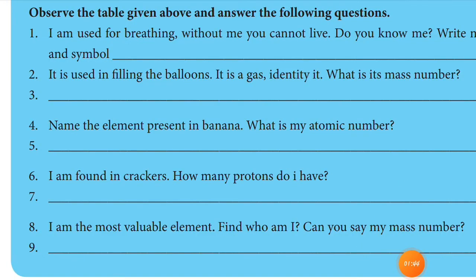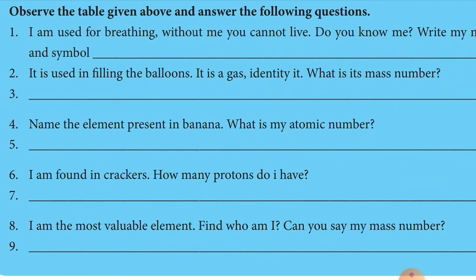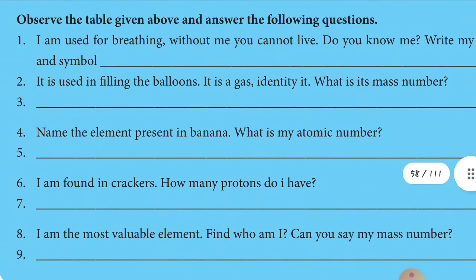Observe the table and answer the questions, children. See the first one, children. I'm used for breathing. Without me, I can't live. Do you know me? Write my name and my symbol. So you know, children, this is oxygen. So the symbol is O. Write with the pencil here, children: oxygen, symbol is capital O.